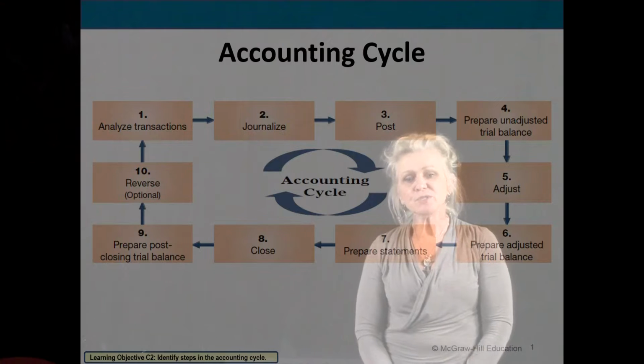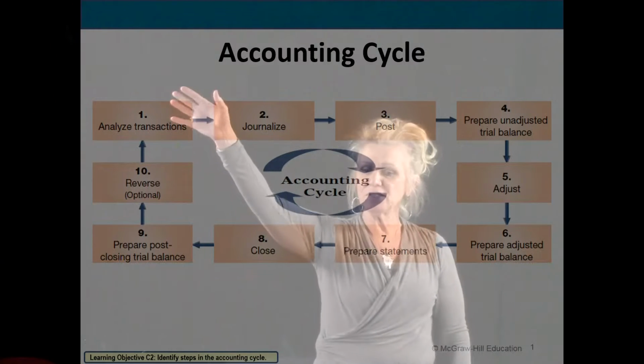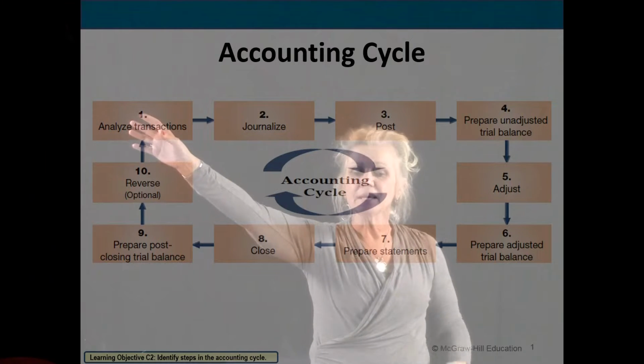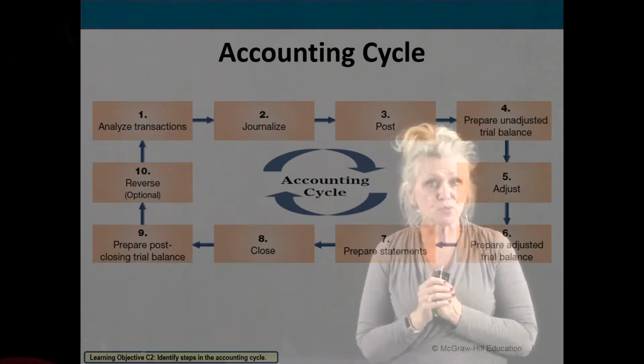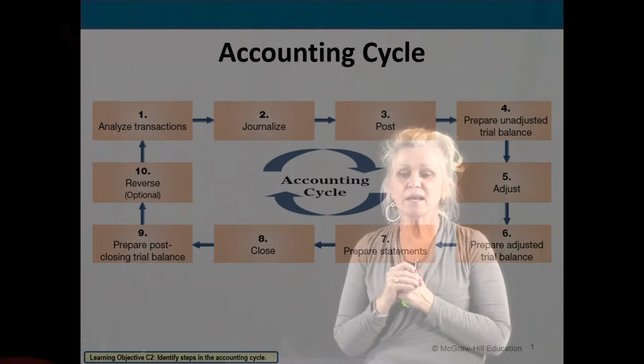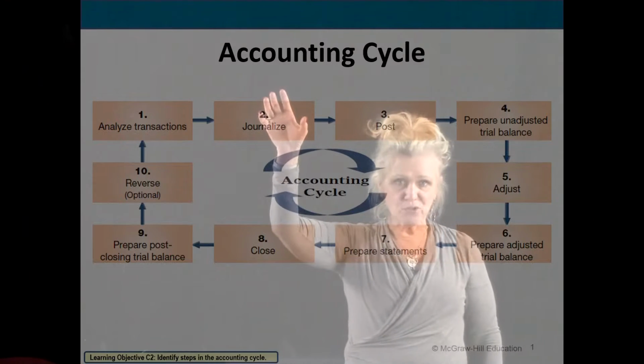I want to go back and just go through part of the accounting cycle that you've already learned. We started with analyzing transactions. That's where you'll receive a source document and then the bookkeeper usually will make a decision about how that is entered into the journal. You'll journalize that transaction.